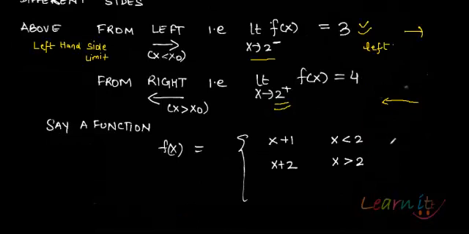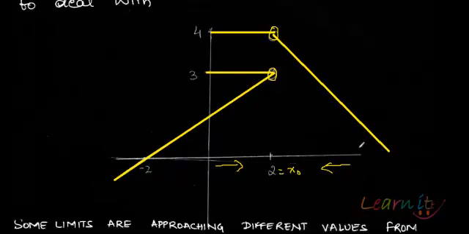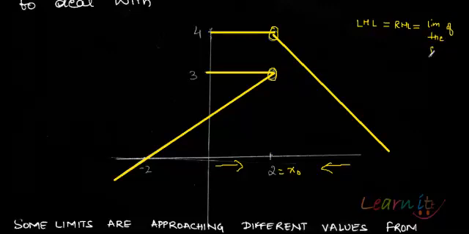So a function like this is almost like a function x plus 1 when x is less than 2, and x plus 2 when x is greater than 2. So here, the limit does not exist. Why? Because the limit from the left hand side and the right hand side differ. That means the limit does not exist. And when the limit exists, the left hand limit should equal the right hand limit, and that will be the limit of the function.